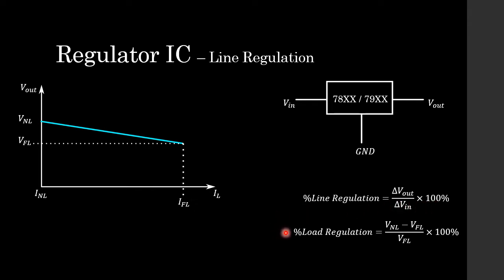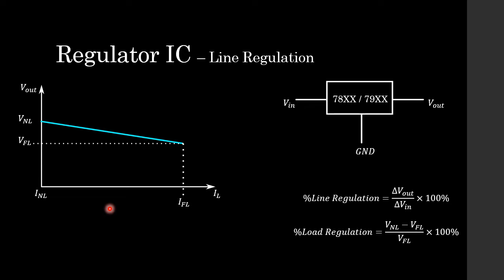Next up, the percentage load regulation, and this is the ability of our DC power supply to maintain some specific constant output voltage despite any changes in the amount of current that is drawn. And we can calculate our percentage load regulation by taking the no load voltage minus the full load voltage divided by the full load voltage multiplied by 100%.